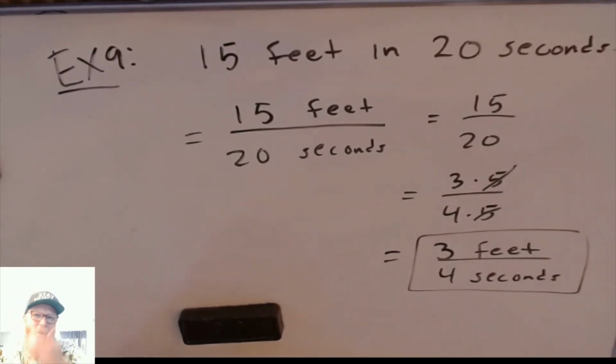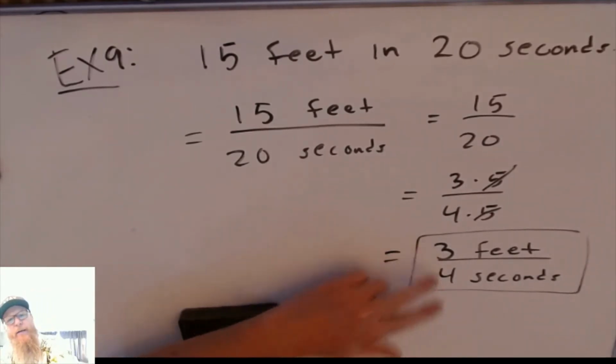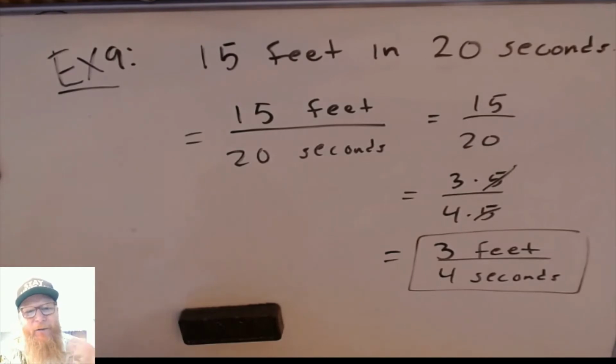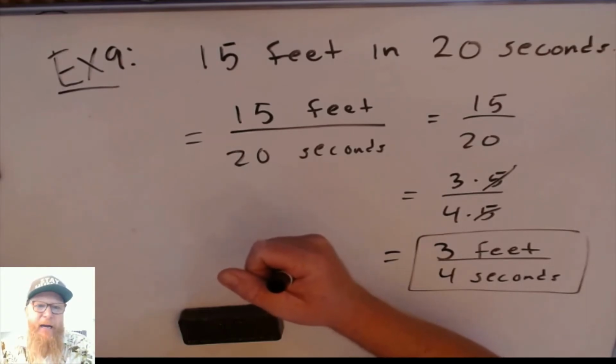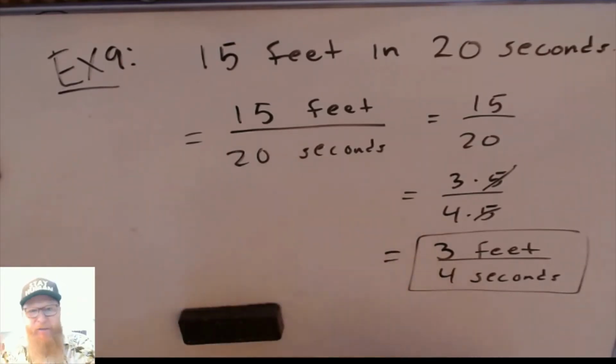So you might have noticed something about rates. It doesn't really tell you how fast it's actually going, right? I mean, it tells you that in 4 seconds you go 3 feet, but that's not typically the way we think about a rate. Most human beings, when you get in your car and you're talking about how fast you're driving, you're not going to say, I'm driving 80 miles in 4 hours, or that would be pretty slow.